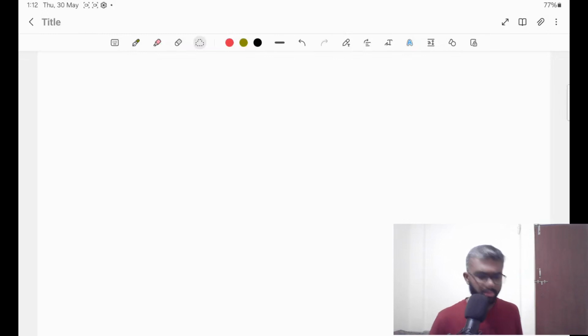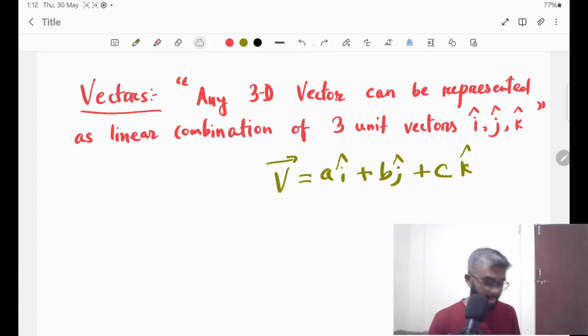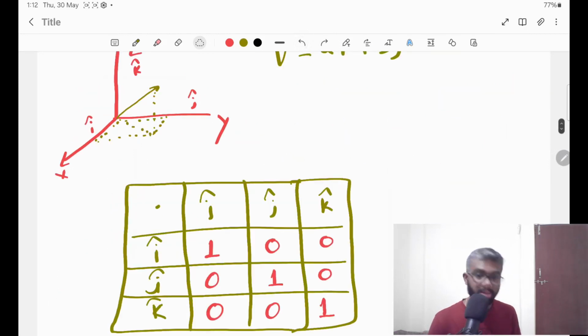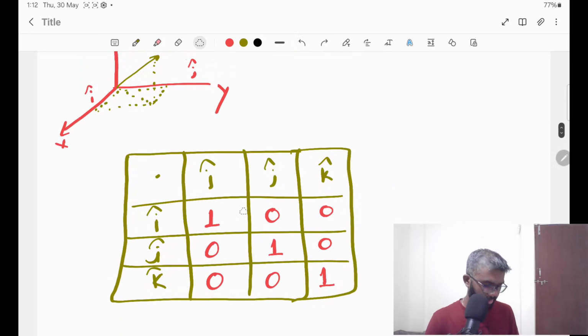Now I want to take you to the world of vectors. Can I say that any 3D vector can be represented as a linear combination of three unit vectors i, j, and k? Yes, I can. Why? Because i, j, k are orthogonal to each other, and we can create a table like this, where each cell represents the dot product between the column and the row. As you can see, all the diagonal elements of this table are 1, and all the non-diagonal elements are 0.